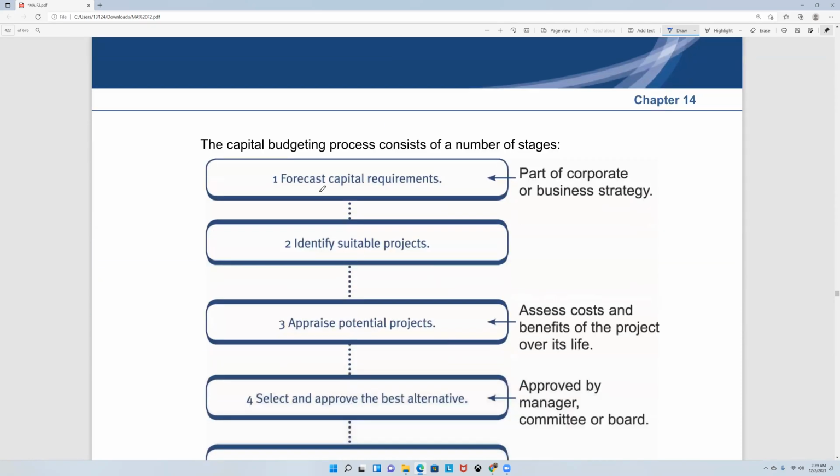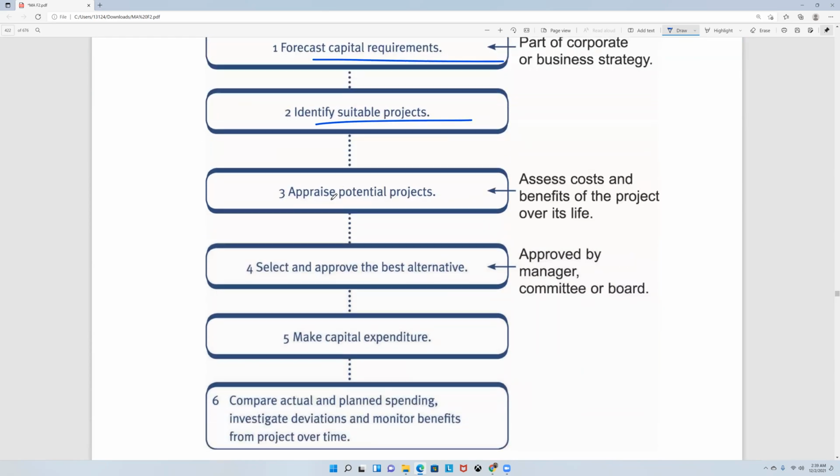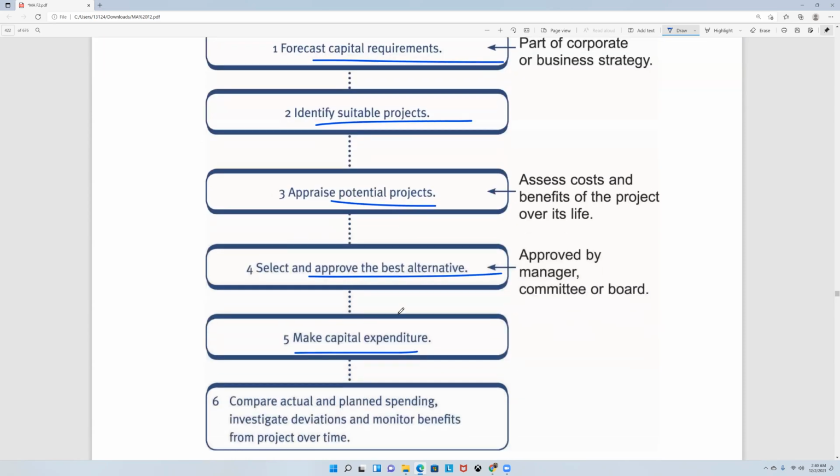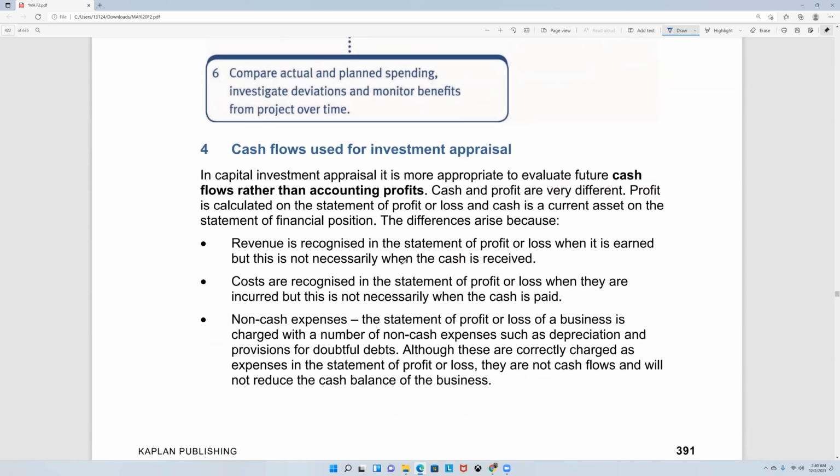If you look in here, the capital budgeting process: we forecast capital requirements, identify suitable projects, appraise potential projects, select and approve the best alternative, and make the capital expenditure. That means you make a demand that yes, you need capital. Identify suitable projects, where you can put it in. Appraise potential projects, select and approve the best one. Now, cash flows used for investment appraisal.